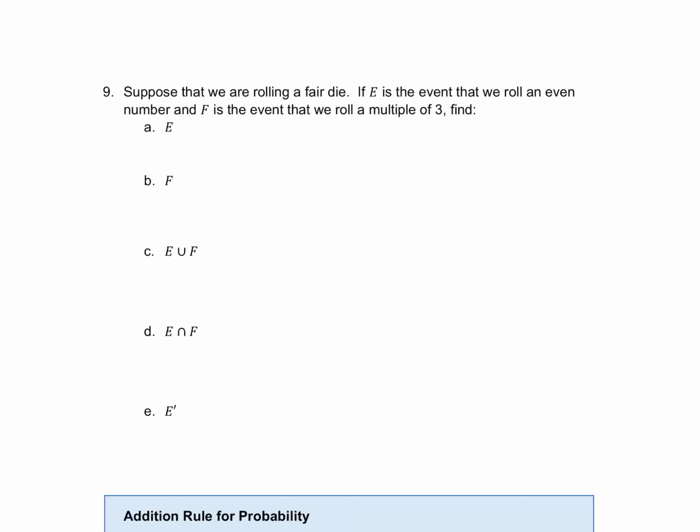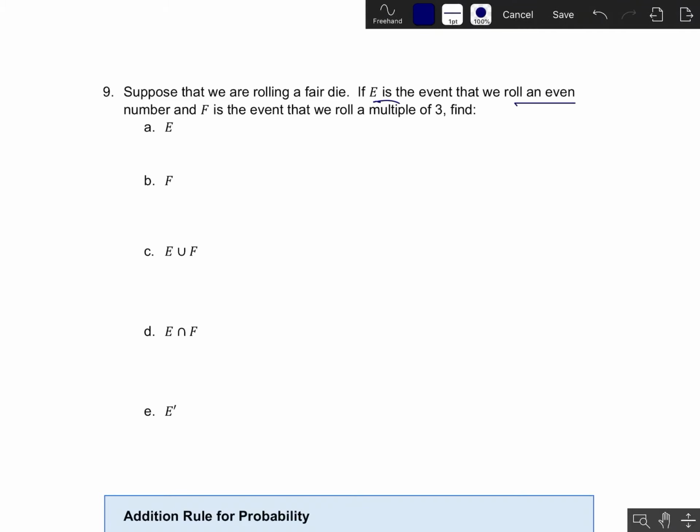So here we're supposing that we're rolling a fair die. E is the event that we roll an even number. So E will be even number. And F is the event that we roll a multiple of 3. So first, I'm just going to describe the event E. If I say find the event E, all that I mean is write it in set notation. So we want to write down E. E is the event that we roll an even number with a fair die, so the outcomes that we're happy with would be a 2, a 4, and a 6.